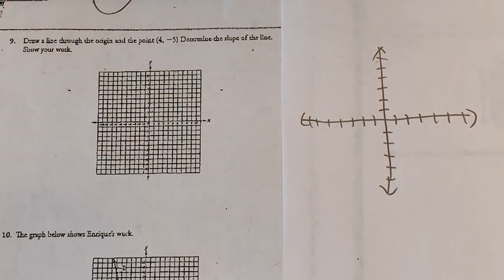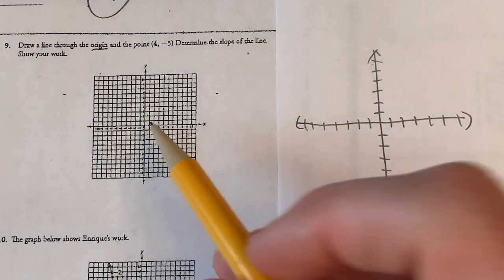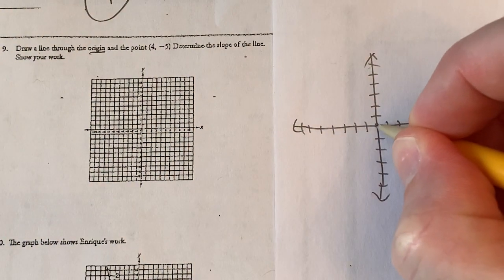Draw a line through the origin and the point 4, -5. Determine the slope of the line. Show your work. Okay, so let's break down this problem a little bit. First off, we're starting at the origin. So everyone should know what the origin is. That's right here. So on my graph, I would put a dot here.